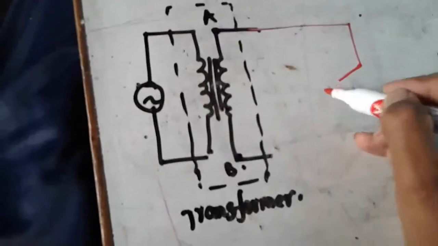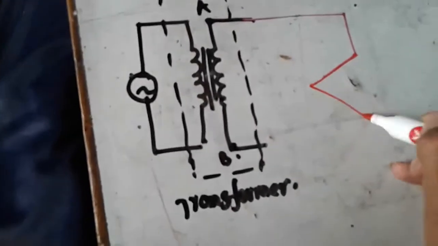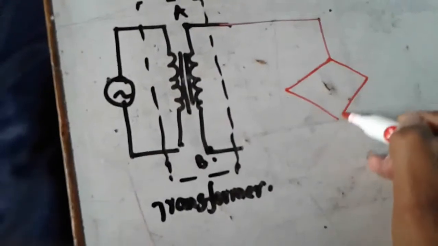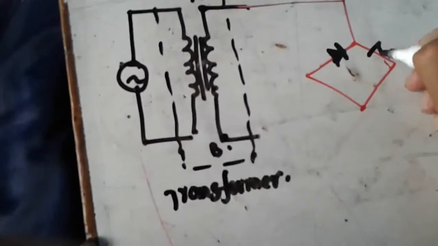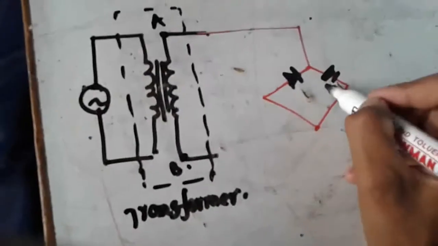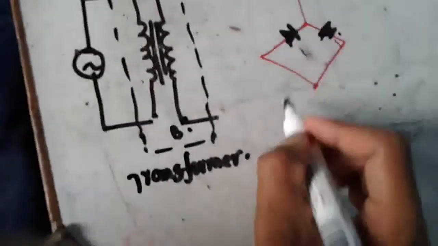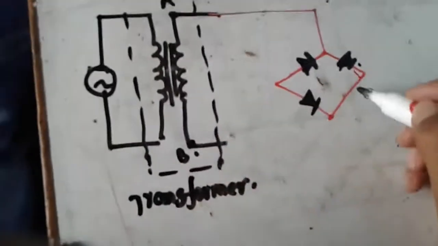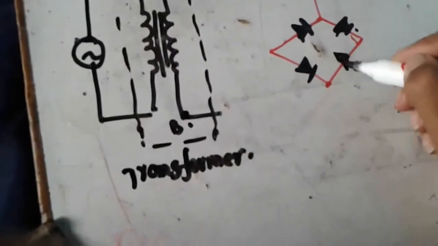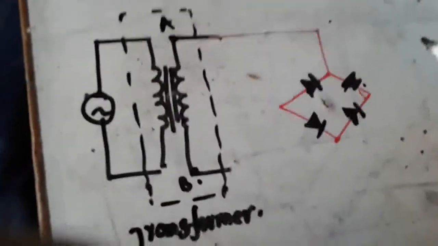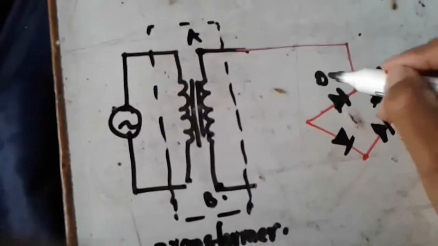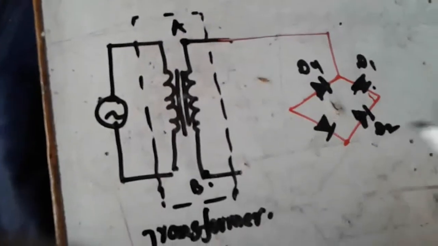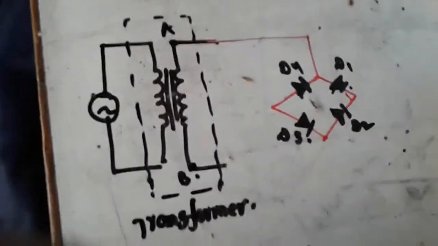I will draw here the Wheatstone bridge circuit of diodes. Now here we will insert a diode, say, this one is another diode, this one is another diode, and finally this one is another diode. Let me name the diodes: D1, D4, D2, and this one is D3.